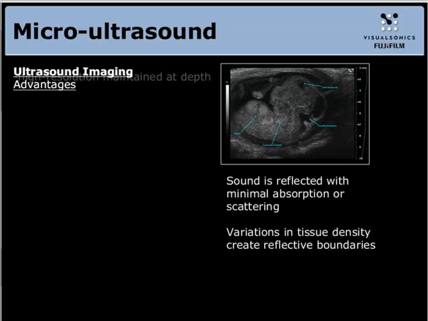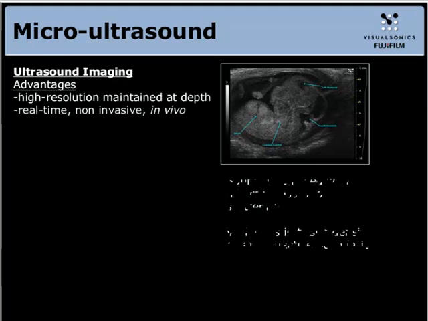A few other benefits of ultrasound: it is high resolution, and unlike other techniques, we can actually maintain this resolution at depth as we go throughout the image. It is real time, so you can get all of this information live. There's no post-processing involved to get the actual image. As I mentioned, it's non-invasive, it's in vivo, and I should also add, it's not on this slide, but it's actually a very safe form of imaging. There's no ionizing radiation or other harmful effects that we would find perhaps with other imaging techniques.